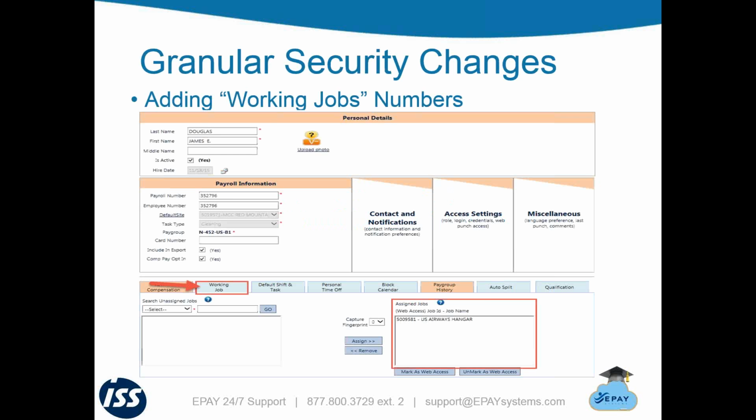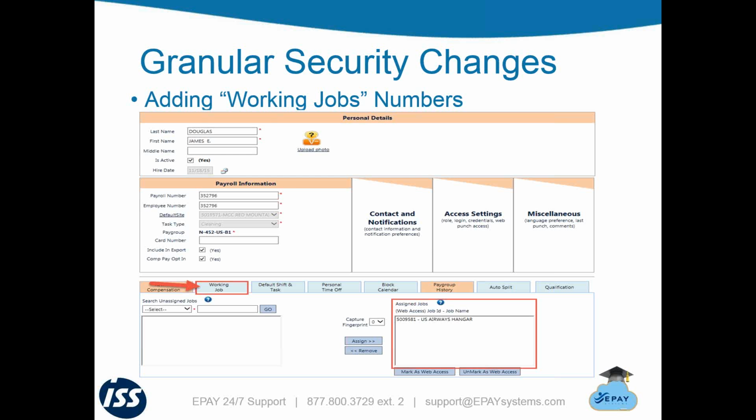Now, when you go into Blueforce, I have an example here on the screen that shows Mr. James Douglas, who has a working job of just one job called U.S. Airways Hangar. So he was set up as a job assignment type employee over in JDE, and when JDE sent that information to Blueforce, it only gave him access to that one job. So for Mr. Douglas here, if he goes to job 5009581, which is U.S. Airways Hangar, he can clock in and out with no problems.